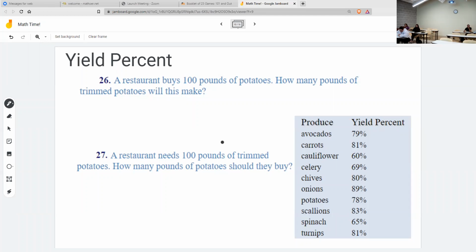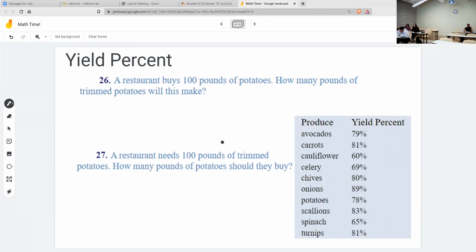Okay. We're talking about yield percent. So yield percent is saying that not everything you buy of produce goes in the pot. If I buy carrots, only 81% of the weight of the carrots makes it into the pot by the time I peel them and cut off the ends and things like that. So I want to overshoot so that by the time I trim the produce, I have the right amount still there for my recipe. So let's look at number 26, where we're going forward.